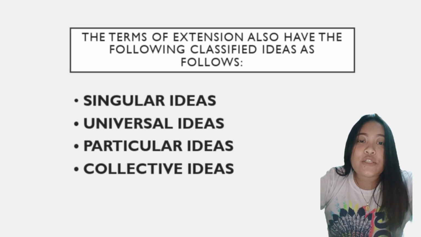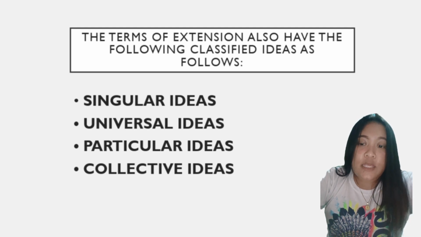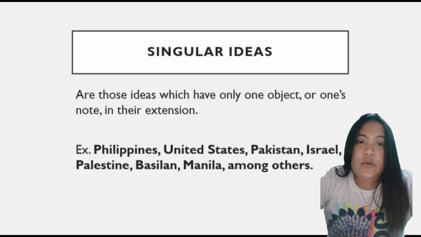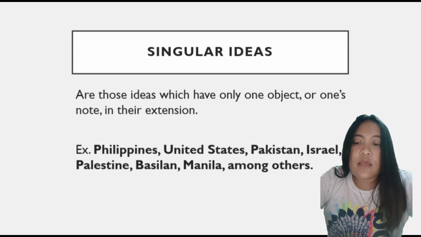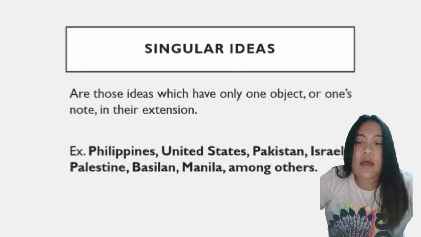Just like comprehension, extension also has four ideas. It is composed of singular ideas, universal ideas, particular ideas, and collective ideas. So we go first to singular ideas. Singular ideas are those ideas which have only one object in their extension. Examples are Philippines, United States, Dubai, Pakistan, Israel, and etc.